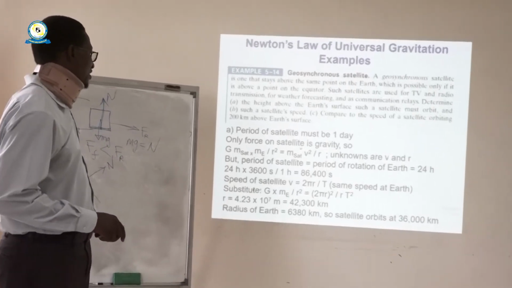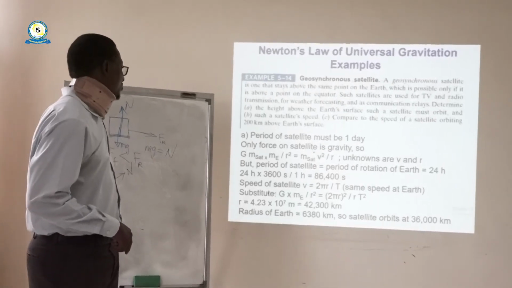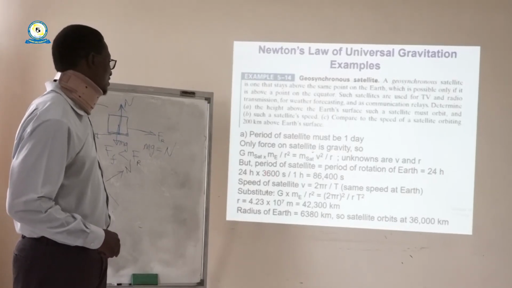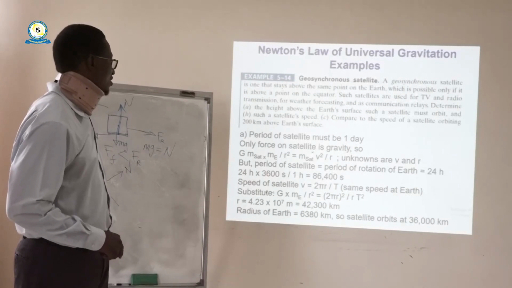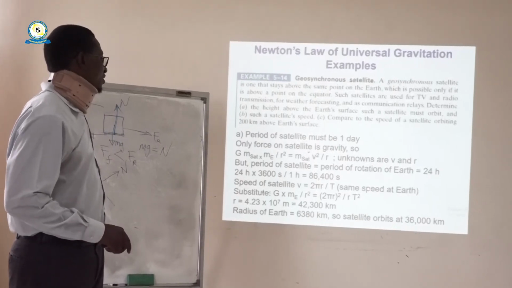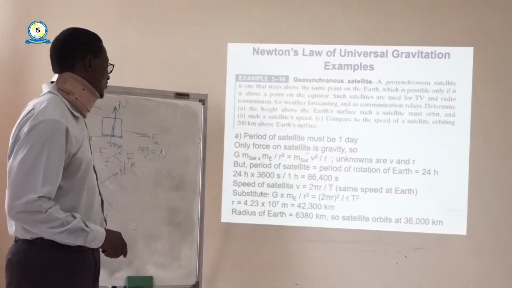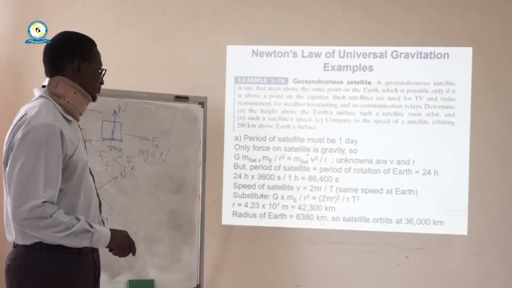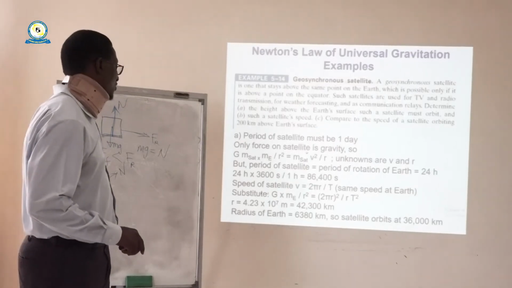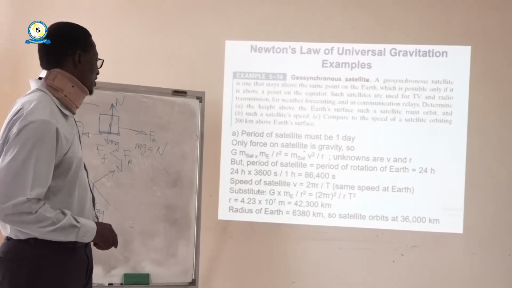Our unknowns are V and R. We don't know V and R. But the period of the satellite is equal to 24 hours, 1 day, this one we have. The speed of the satellite is the circumference of the circle over the period. Substitute in the formula here, and we can get everything.